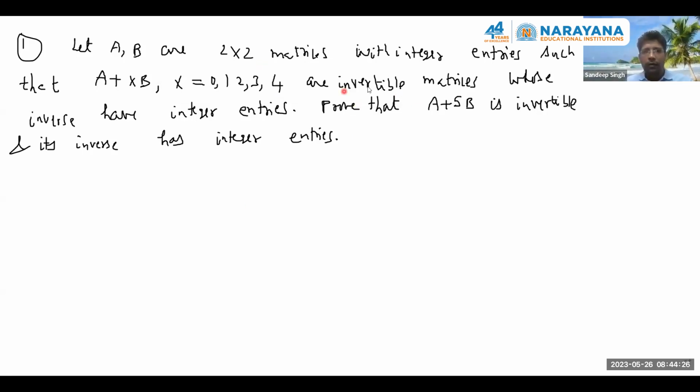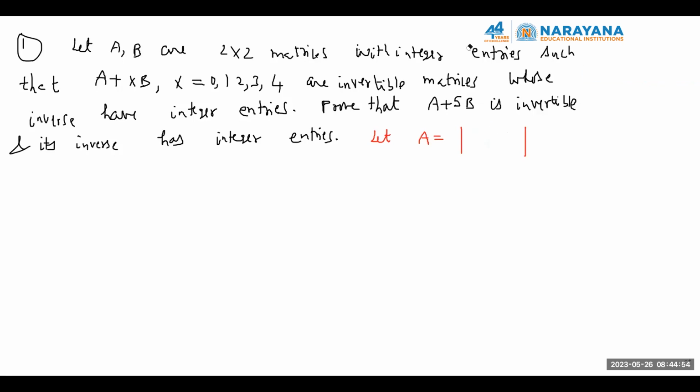So if a 2 by 2 matrix has integer entries and is invertible and its inverse also has integer entries, what can be said about its determinant? Is it equal to 1? 1 or minus 1, I think. Minus 1 will also do, no? Yes or no? Tell me.